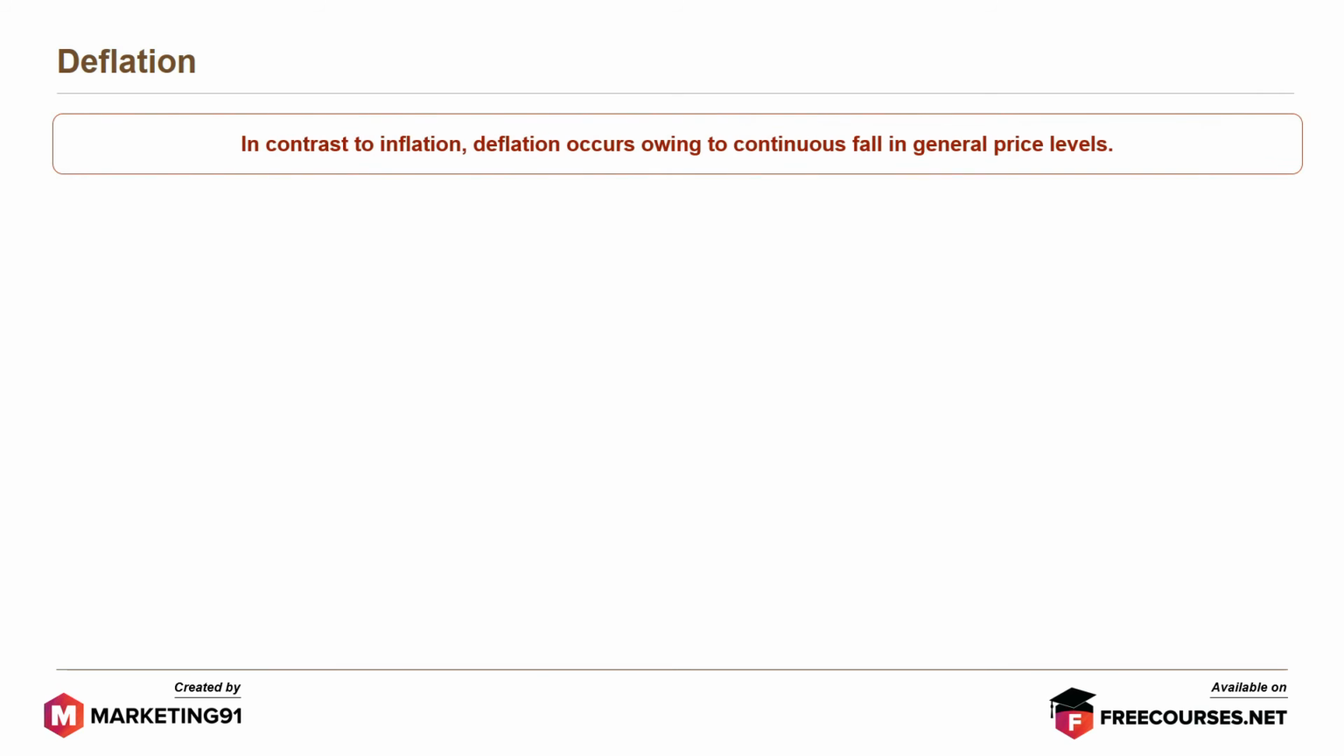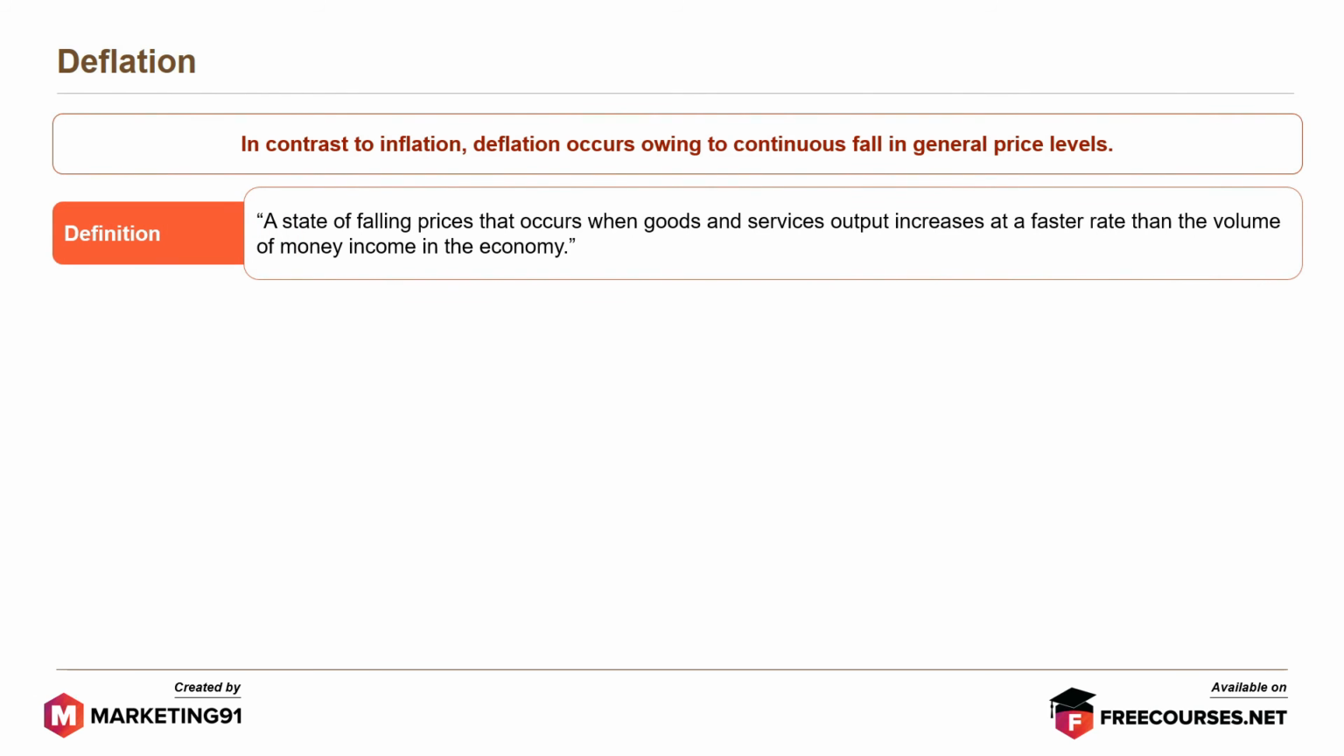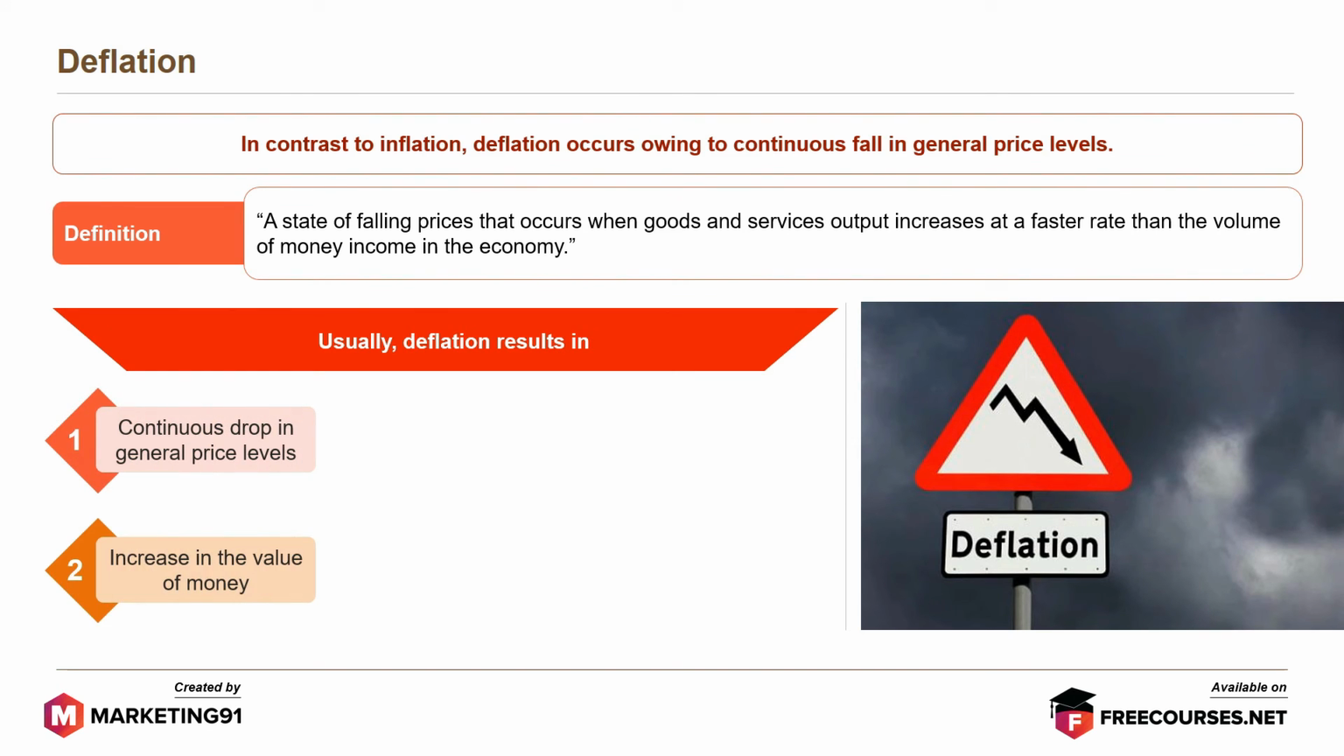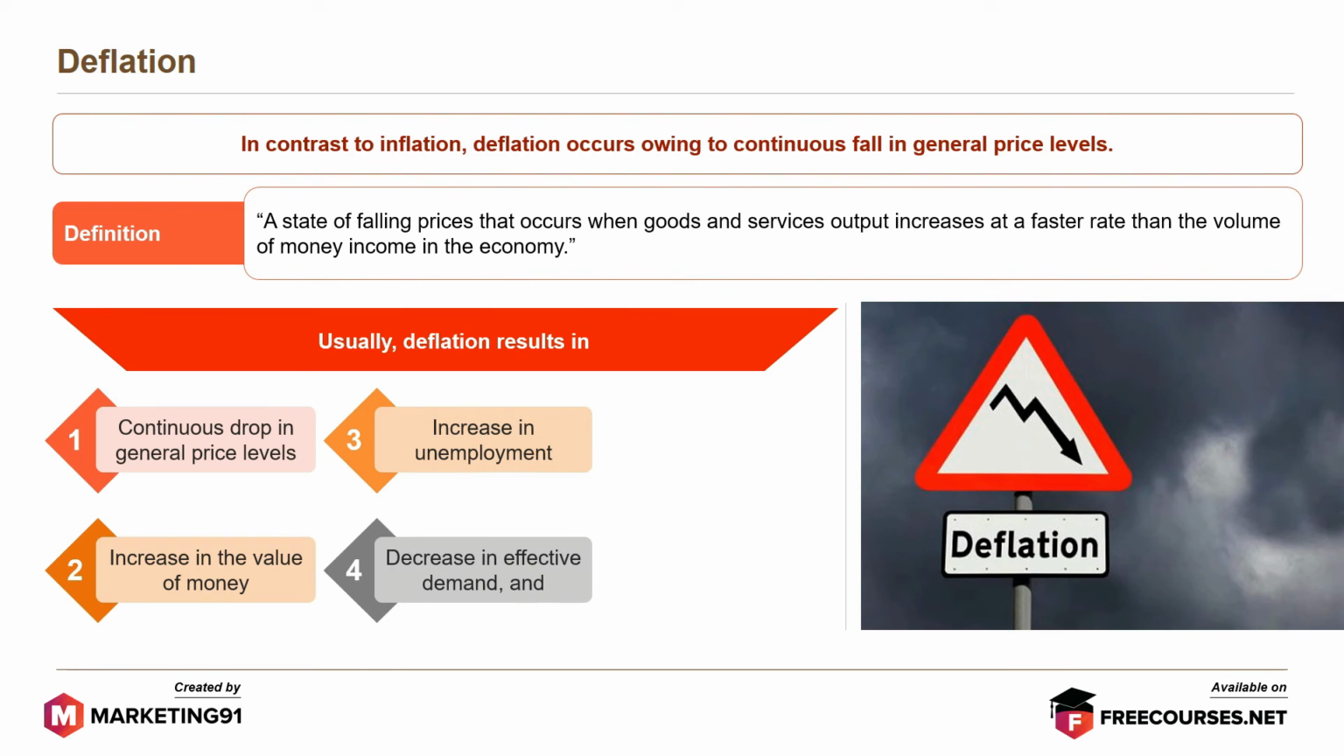Moving on, in contrast to inflation, deflation occurs owing to a continuous fall in general price levels. By definition, it is a state of falling prices that occurs when goods and services output increases at a faster rate than the volume of money income in the economy. Usually, deflation results in a continuous drop in general price levels, increase in the value of money, increase in unemployment, decrease in effective demand, and adverse economic effects.